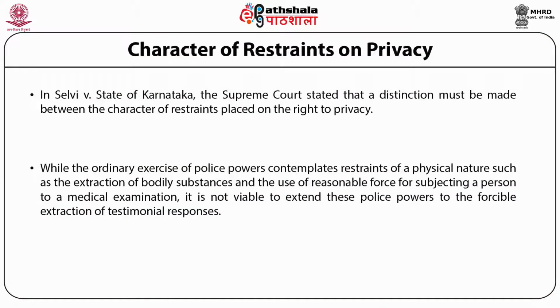At a fundamental, first principle level, there are two ways you can restrict privacy. The first way is actual physical restriction of privacy, right? So, ordinary exercise of police powers contemplates restraints of physical nature, such as the extraction of bodily substances and the use of reasonable force for subjecting a person to medical examination. Physical constraint on privacy. Yeah, physical constraint.